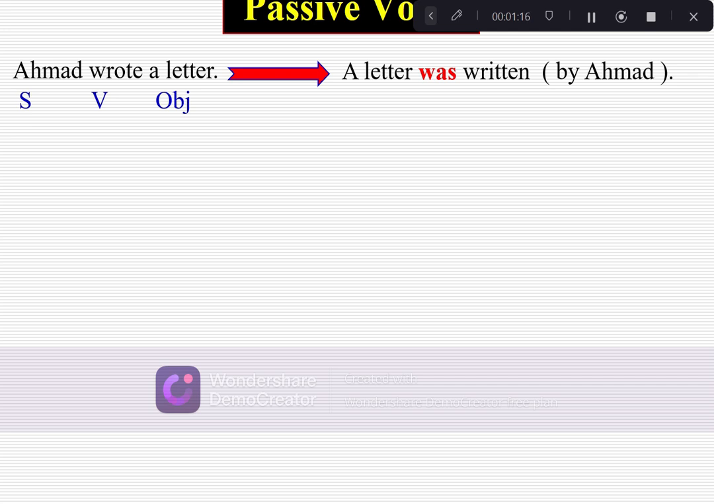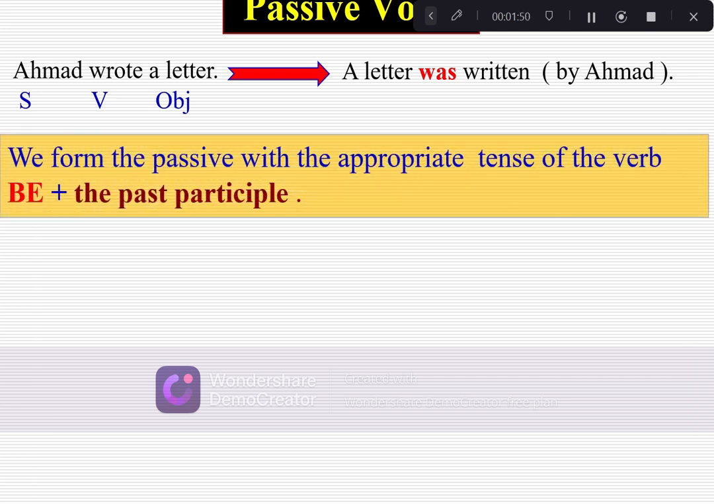A letter was written. So the main difference between passive voice and active voice is that the active voice has subject, verb, object. In the passive voice, we don't have the subject; we have only the object in the beginning, and a be form verb and verb 3.